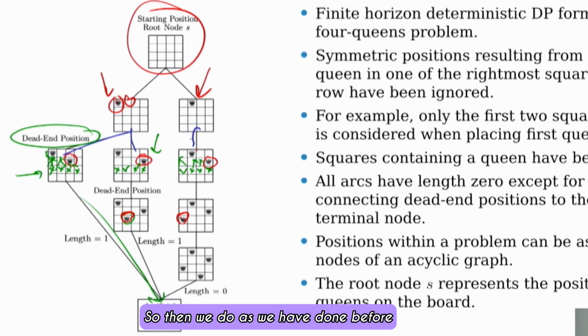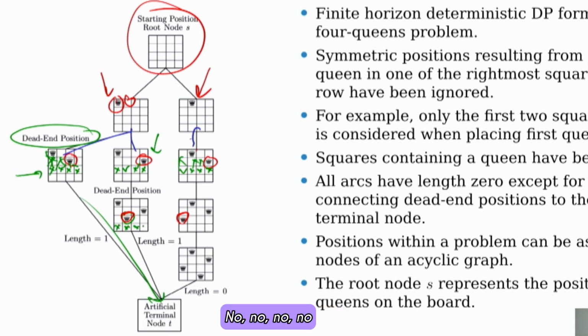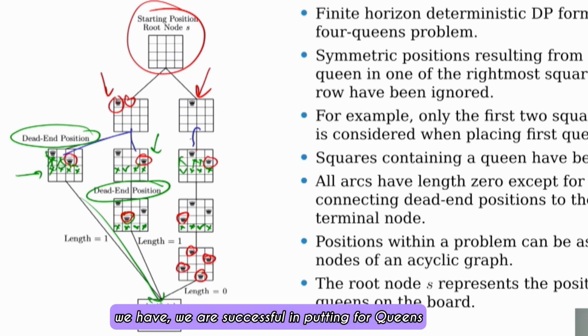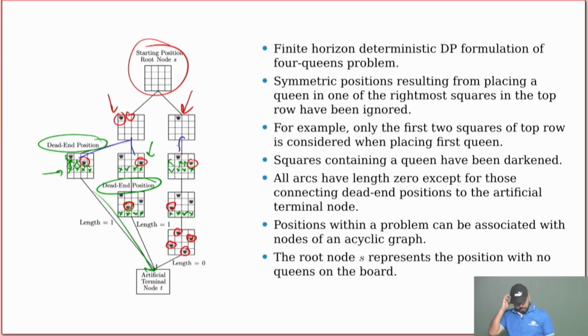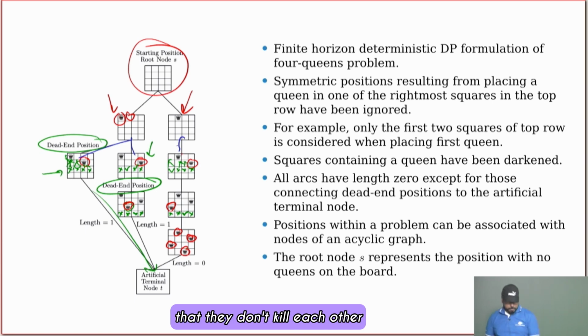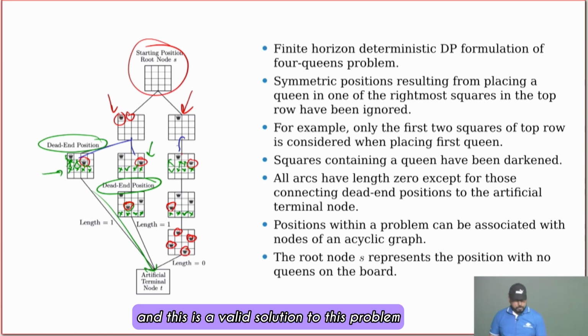Then we do as we have done before. Can I put a queen here? No. Here no, here no. So this is a dead end position, so that stays there. Then if we look here, can I put it here? No, no. But here it seems like I can put a queen, but here we cannot. So that's pretty much the final state where we are successful in putting 4 queens in a 4x4 chess grid so that they don't kill each other, and this is a valid solution to this problem.